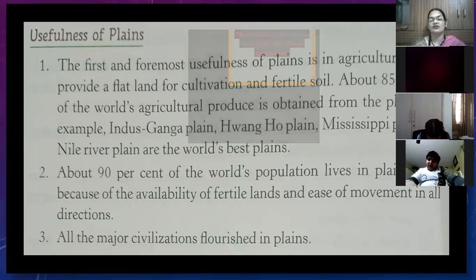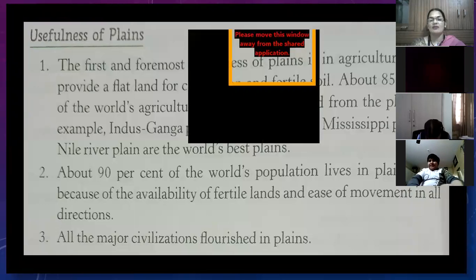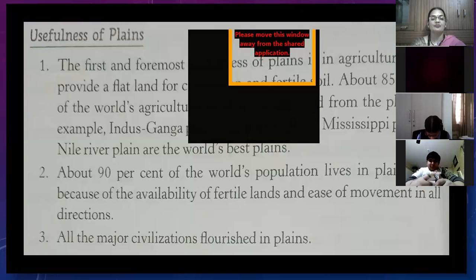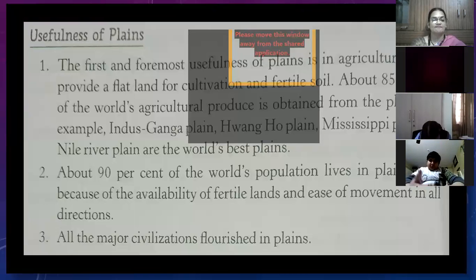We can take the example of our country only, India, the Indo-Gangetic Plain. They are found in the states of Bihar, Uttar Pradesh, yes, Punjab, Assam, and these are the most fertile places in India, and they are also called the granary. Same way, in the world they are the Hwang Ho, Mississippi, Nile, the world's best plains.